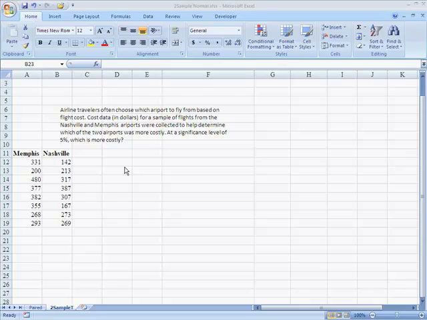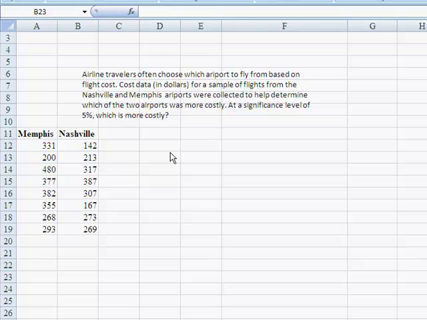This video is about looking at two-sample hypothesis testing. Specifically, I have a problem dealing with flight cost from two different airports, because airport travelers often choose which airport to fly from based on flight cost, particularly if you live more or less equidistant between the two. So I've got some cost data in dollars for a sample of flights from the Nashville and Memphis airports.